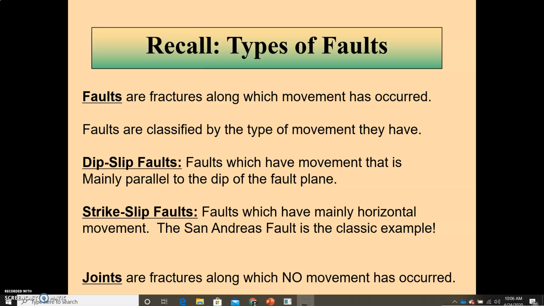Joints, I think I briefly talked about what joints are, and joints are essentially a fracture, but no movement has occurred along a joint. So there's no evidence of that.